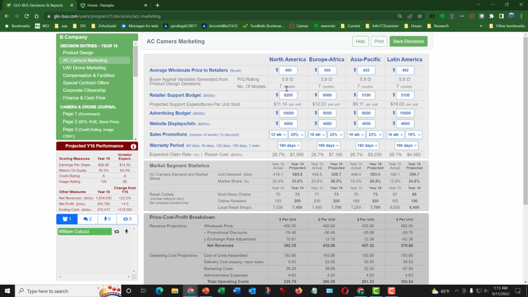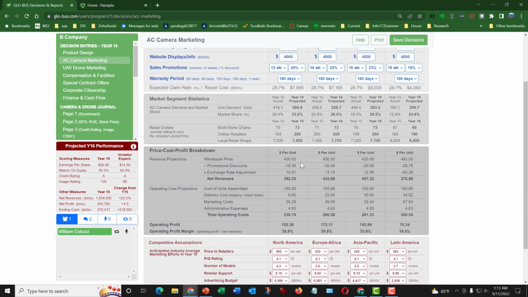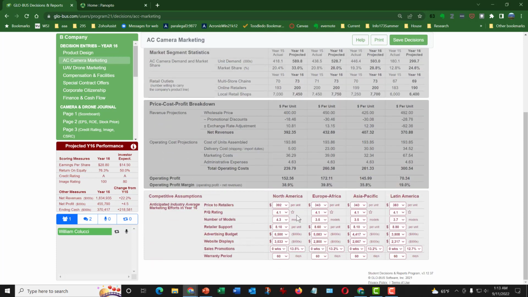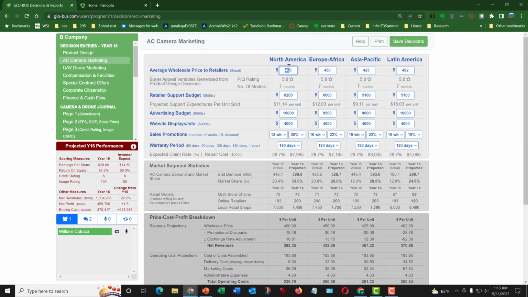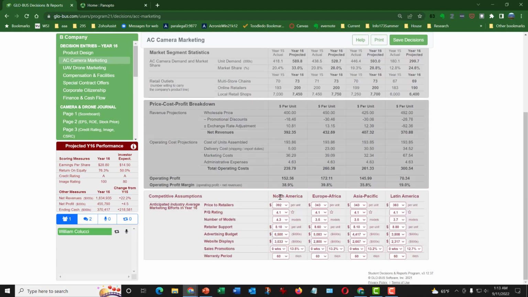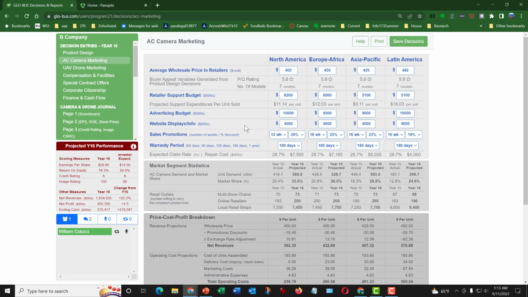And you can see the number of models here, and a lot of other choices you have down below. You want to make these decisions about price and PQ in relation to the industry standard, and that's the industry average, and that's going to be down here. As you make changes here, warranty period, let's say, for example, it might impact things elsewhere. So the price is going to impact the warranty period. It's going to increase your expected claim rate and your repair costs. Now, you may then want to manage that.